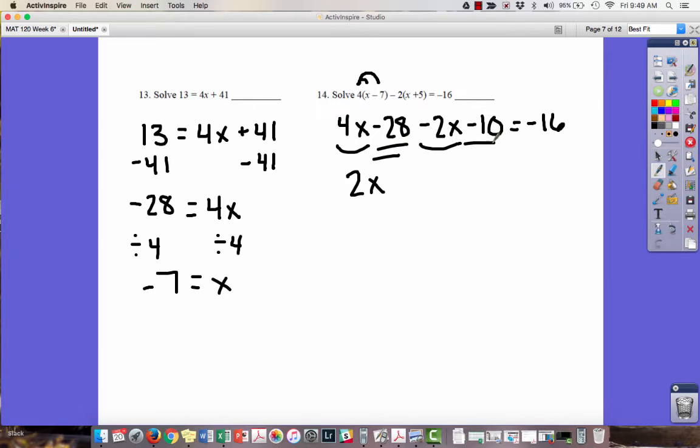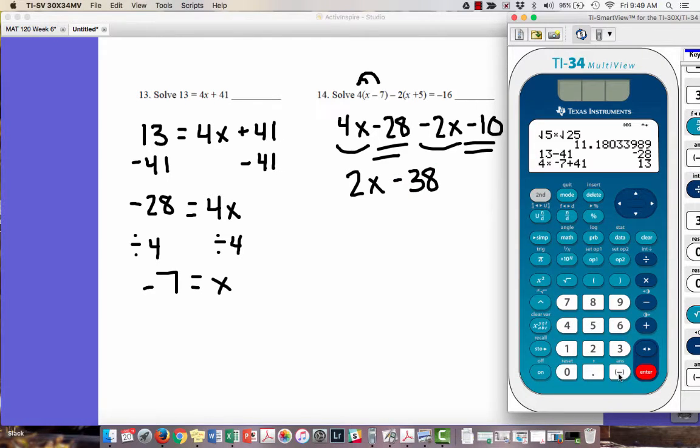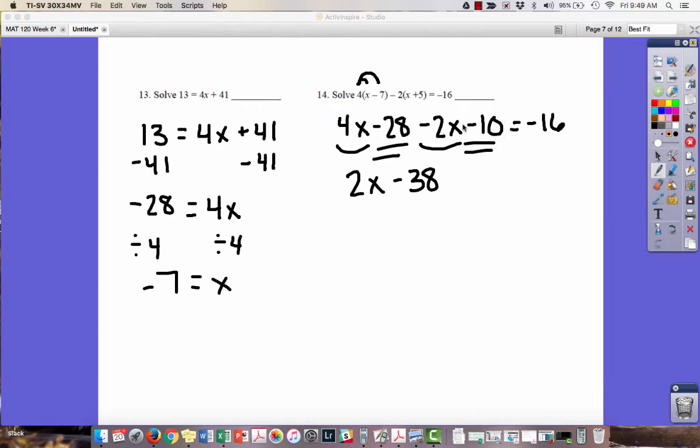Then I have negative 28 and negative 10. Well, I'm combining those, and I get negative 38. If you're stuck on that, you could always say negative 28 plus negative 10, because I'm adding those together, and I get negative 38. So you can check it that way. And that's all equal to negative 16.